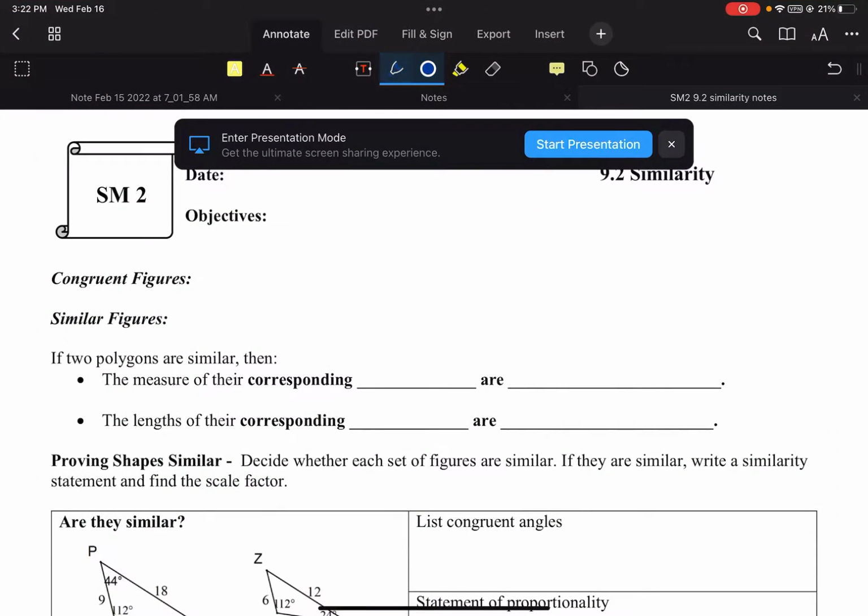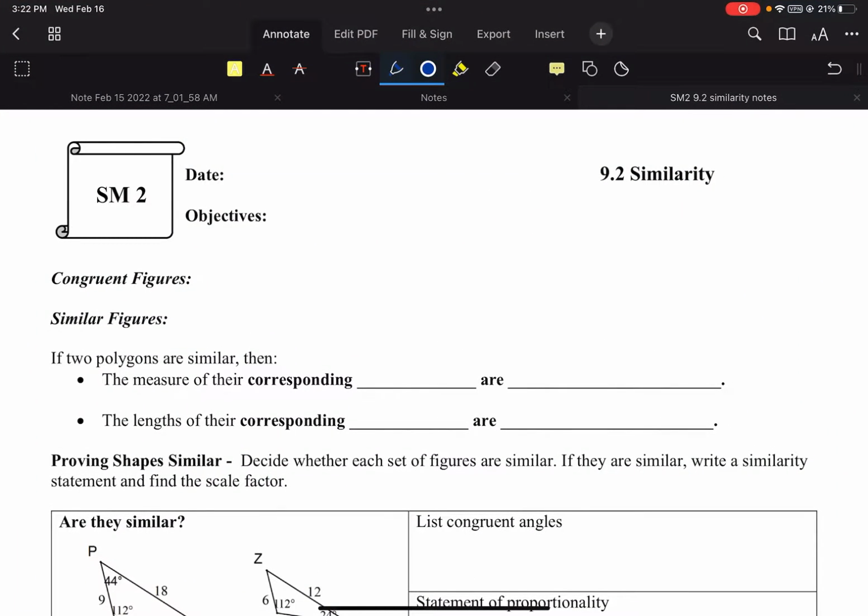Okay, today we're going to be talking about similarity and similar figures. Before we do, let's review what a congruent figure is. Congruent figures are figures that are the same shape and they're the same size. So it's basically the exact same shape, it's just in a different spot on your page or in the plane.